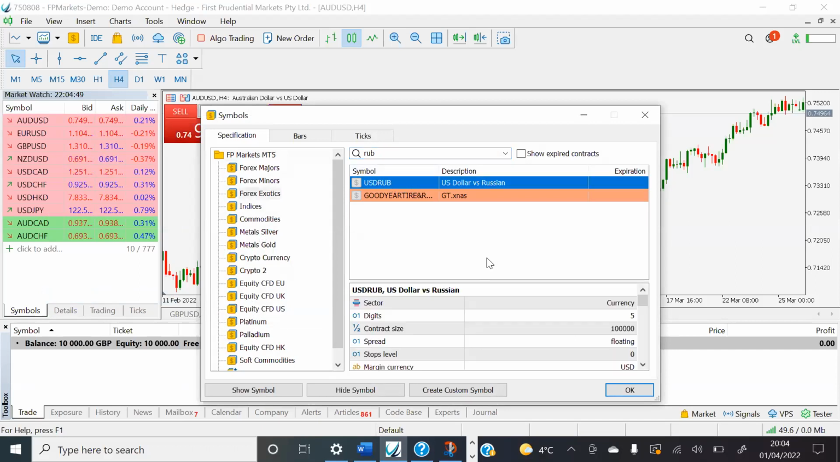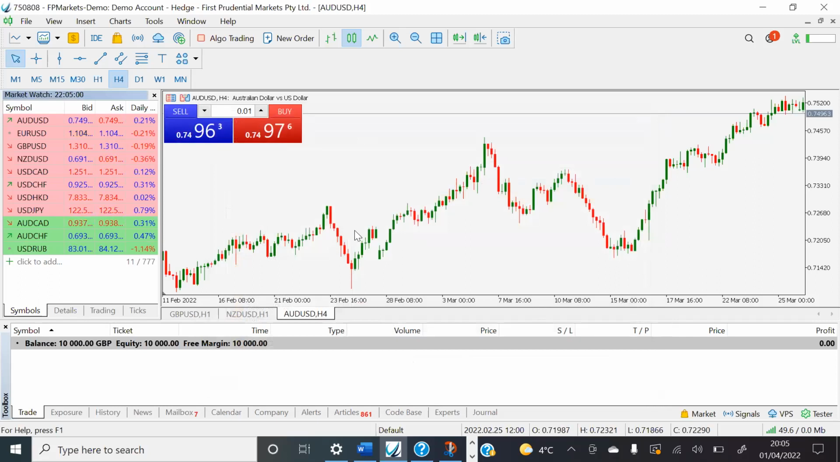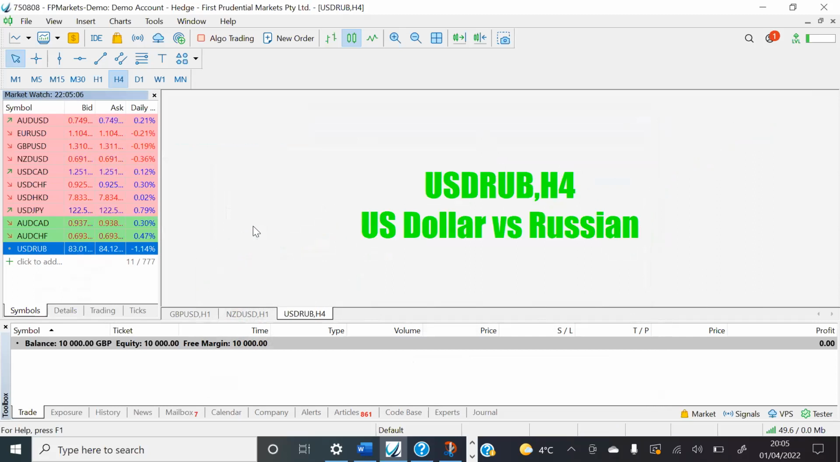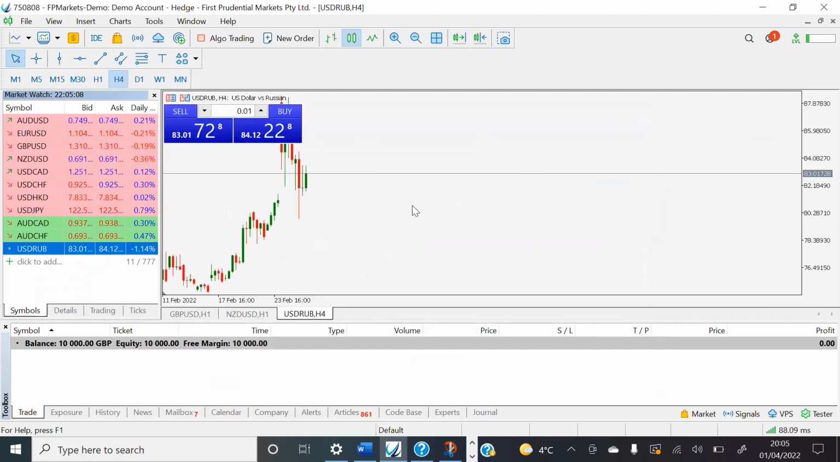And then you're going to go to show symbol, to the left where it says show symbol. Click on that. Okay, and then click OK. And what we're going to do now, we're going to drag and drop the USD ruble onto the chart. Now we're going to look at it from the daily perspective, so go to the daily. And then we're going to make the sell buy bar smaller.